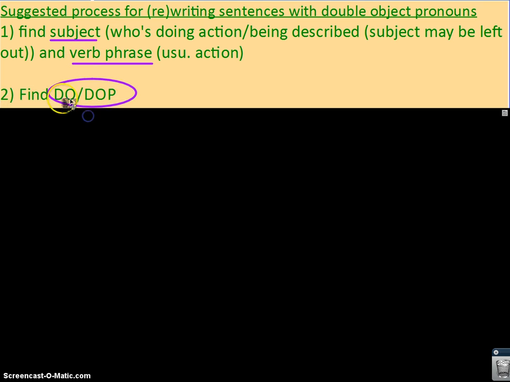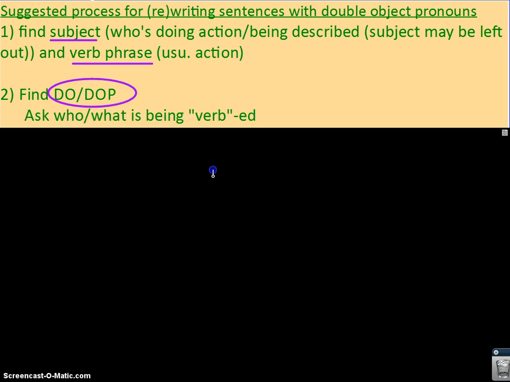Step 2, find the direct object, the direct object pronoun. Please put a circle around this. How do you do that? You ask who or what is being verbed.